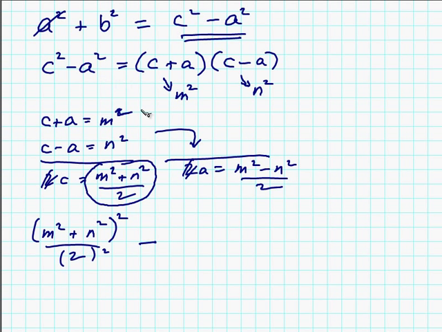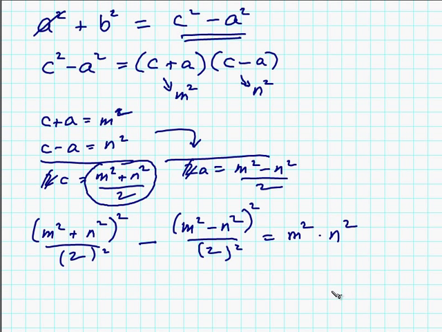And then a squared, subtract a squared here. Well, here's a, m squared minus n squared over 2. And if I square that, I'll square the top and square the bottom. Is equal to, and this expression here, the whole c plus a, is simply m squared. And this whole expression is simply n squared.